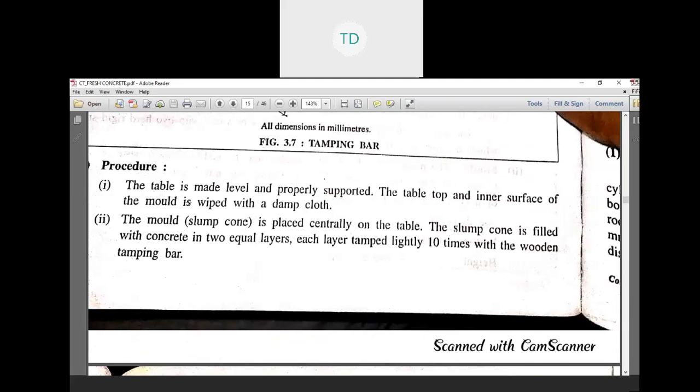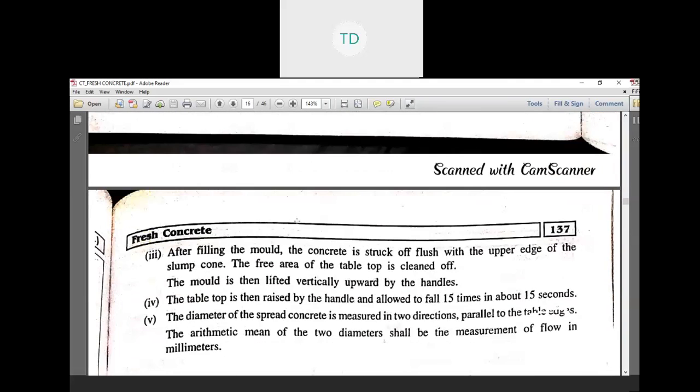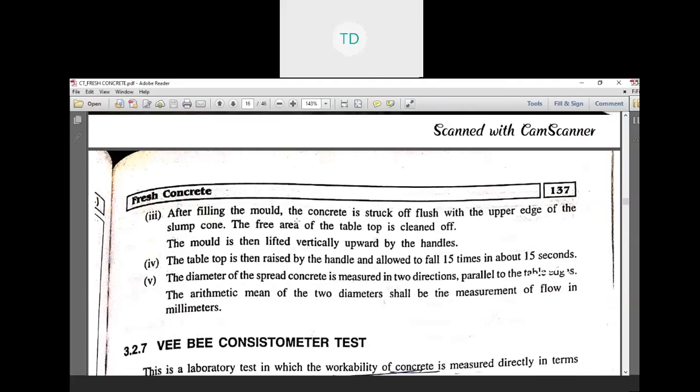The table is made level and properly supported. The tabletop and inner surface of the mold are wiped with a damp cloth. The slump cone mold is placed centrally on the table. The cone is filled with the concrete in two equal layers. Each layer is tamped lightly 10 times with the wooden tamping bar, which is shown in this figure. Thereafter, after filling the mold, the concrete is struck off flush with the upper edge of the slump cone. The free area of the tabletop is cleaned off.